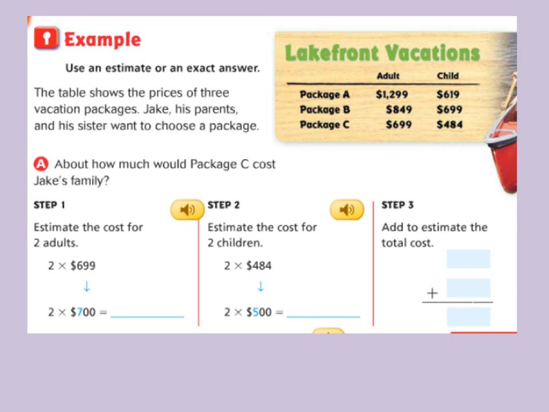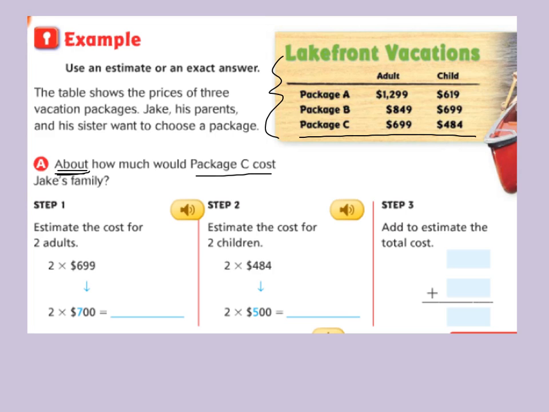So it says here, the table shows the prices of 3 vacation packages. Jake, his parents, and his sister want to choose a package. And then it says, about how much would package C cost? And it gives me this about, so that lets me know I'm estimating. So let's go over here to our information area, and I'm looking at package C right here. So we're going to start here.